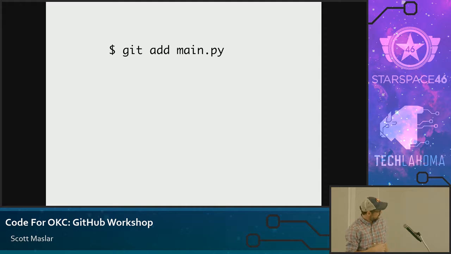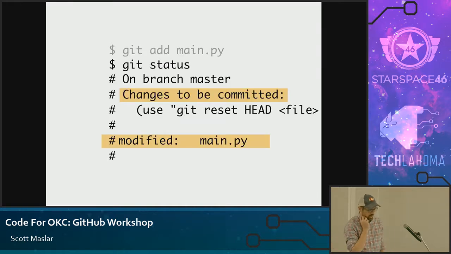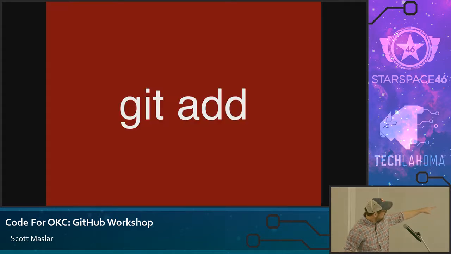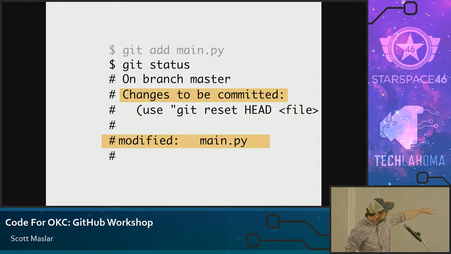So we run git add main.py. This is our file that we had changed. And what we see is changes to be committed, modified main.py. So this is different than what we had before. I'm going to scroll back. Changed but not updated, right? And then we have changes to be committed, right? So it went from updated to committed. And what this really means is that it's changes that are staged. These are changes that are on your index.